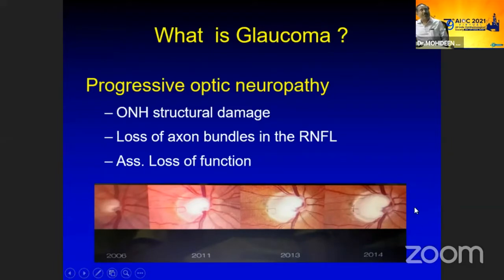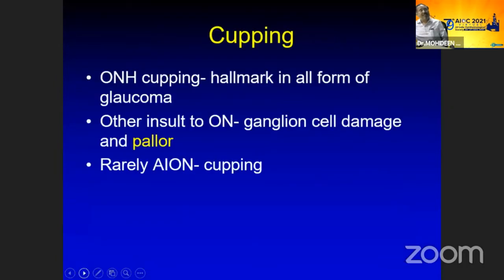So I'll talk about what glaucoma actually is. Basically, glaucoma is a progressive neuropathy. The cupping has to progress, along with the optic axonal damage, the loss of axonal bundle nerve fiber layer, and loss of associated function. Cupping is the hallmark of glaucoma. Other than glaucoma, you get pallor; rarely does anything else cause cupping.